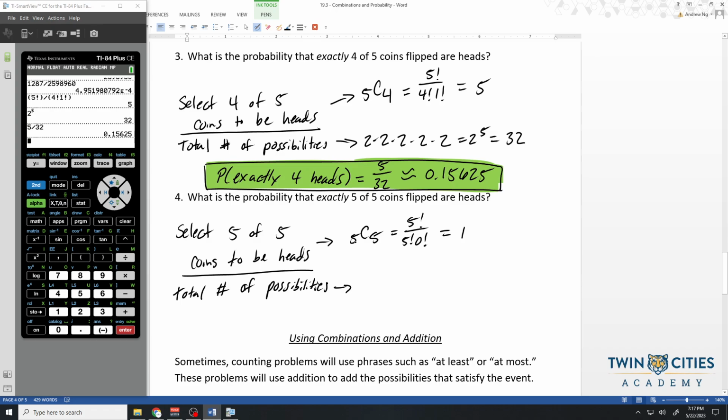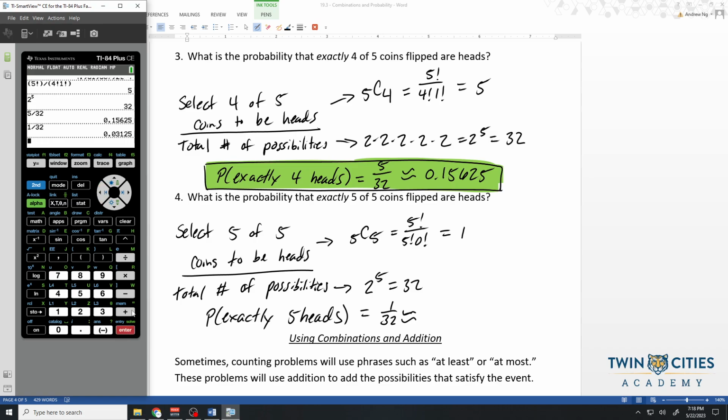And the total number of possibilities, we've already determined this earlier. 2 to the 5th power is 32. So the probability of exactly 5 heads is 1 out of 32. So this is 0.03125. About 3% chance.